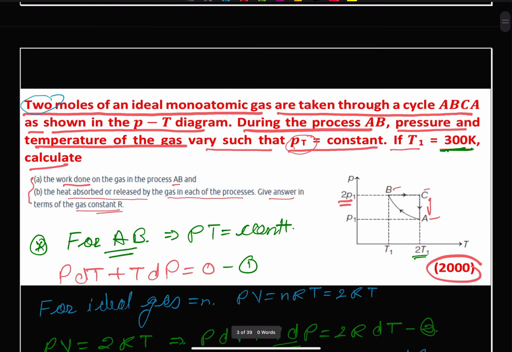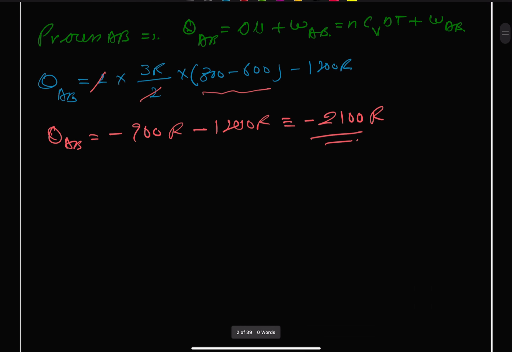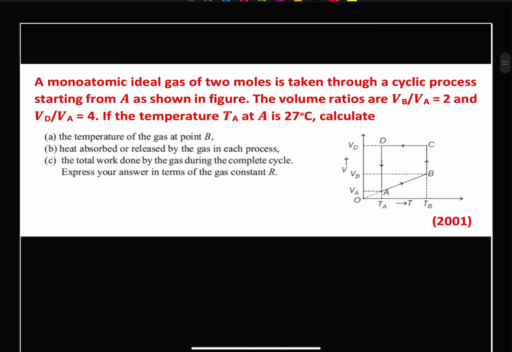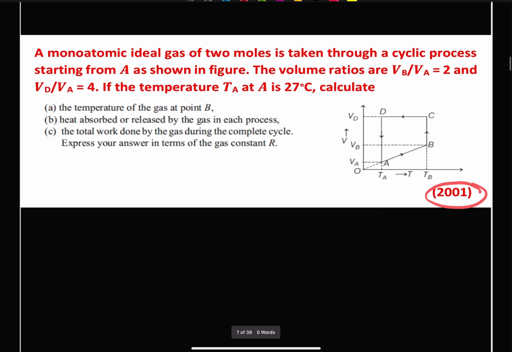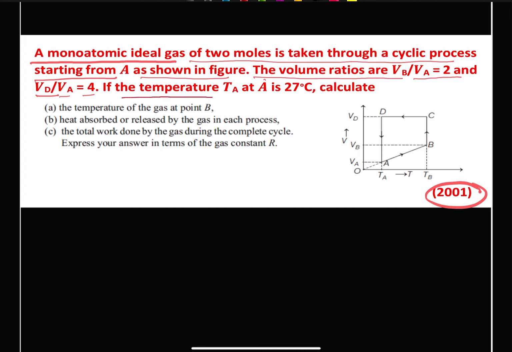Okay. So we come to the next question. It was asked in 2001, and it states that a monoatomic ideal gas of 2 moles is taken through a cyclic process starting from A as shown in the figure. The volume ratios are VB by VA is 2 and VD upon VA is 4. If the temperature TA is 27 degrees centigrade, calculate.